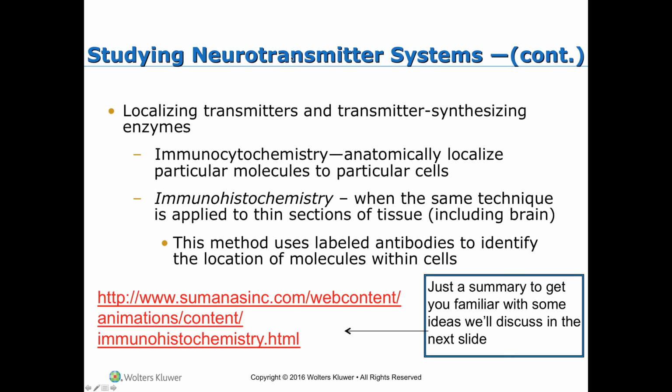So localizing transmitters and transmitter synthesizing enzymes can be accomplished through the use of immunocytochemistry and immunohistochemistry. Immunocytochemistry is when we anatomically localize particular molecules and identify the cells in which those molecules reside. And immunohistochemistry is when we apply that same technique to thin sections of tissue, where we can use labeled antibodies to identify the locations of proteins or molecules within those given cells.